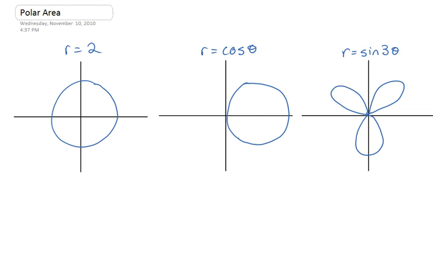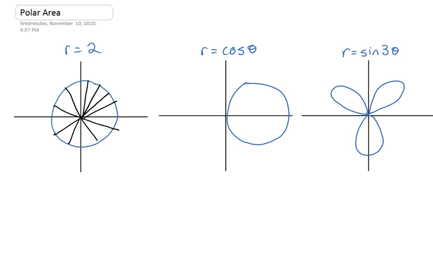We're going to find the area of polar graphs, and this is actually a lot easier than it looks. So when we find the area of a rectangular graph, we usually divide into rectangles. But since this is a polar graph, it makes more sense to divide it into slices of pie, like this.